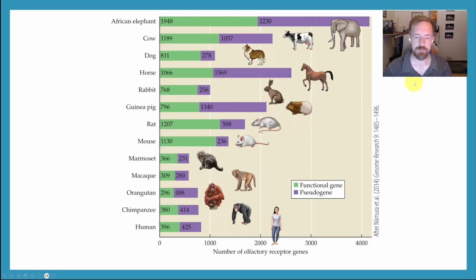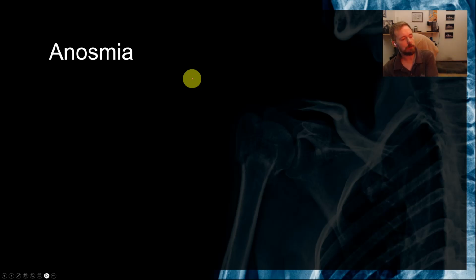All right. Anyways, fun graph to show the difference between genes that are responsible for smelling across different species. You can see that humans are relatively low compared to non-humans. Look at these dogs. Like 811 genes specifically for olfactory reception compared to humans. And hey, elephants are killing it. Okay, so let's talk about anosmia.